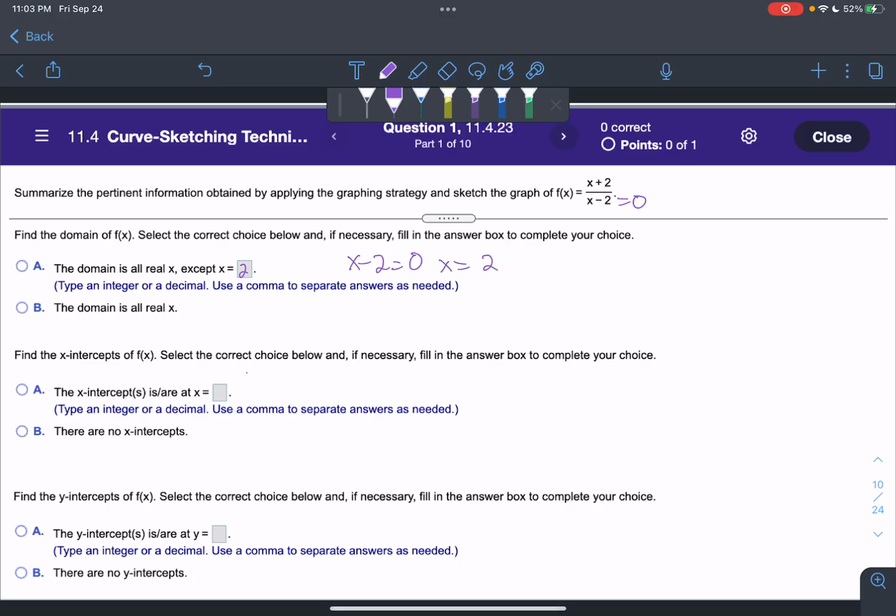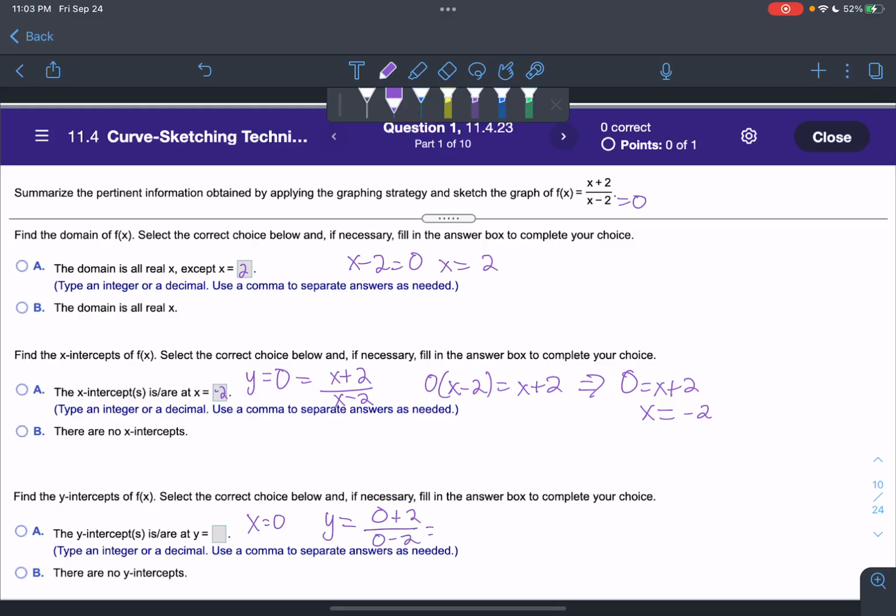All right, x-intercepts, that's when my y is equal to 0, where my y is my f of x. We can multiply both sides by x minus 2 to get rid of that denominator. That makes the left side still 0, so x plus 2 equals 0. Then my y-intercept, that's when my x is 0. So I'm going to plug in 0 wherever I see an x. And that gives me -1.